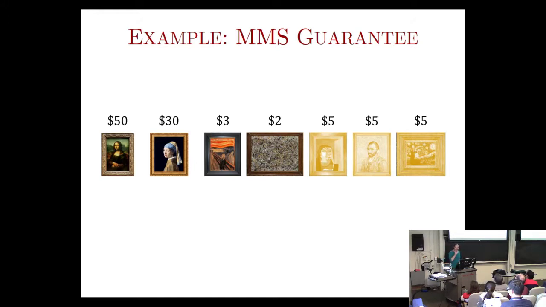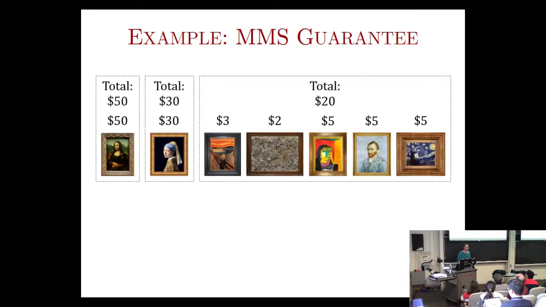So what she can do is divide the items into bundles in the following way. She puts the Mona Lisa and the girl with the pearl earring each in its own bundle, and then everything else in one big bundle. In this way, her minimum value for any bundle is $20. So she can guarantee to herself that no matter what her sisters do, she will get a bundle worth at least $20. So now the sisters go ahead and choose.